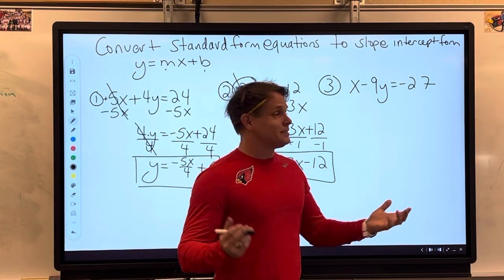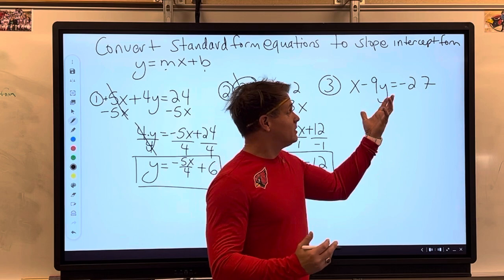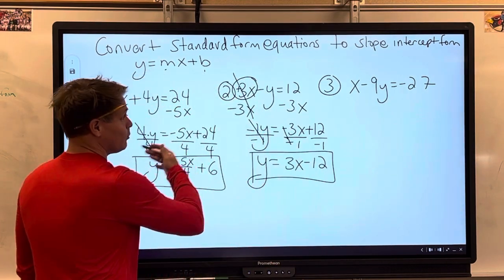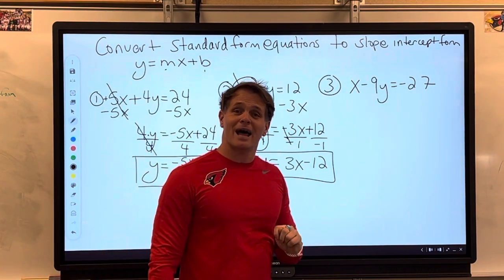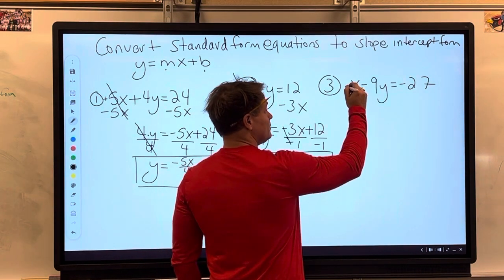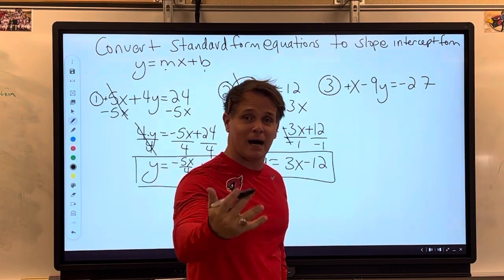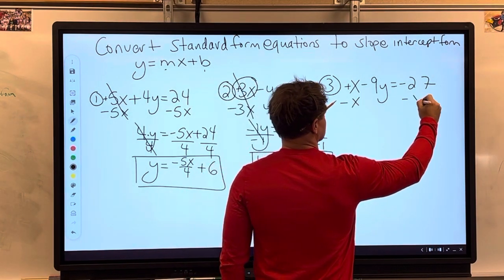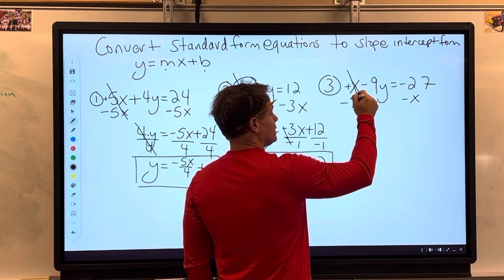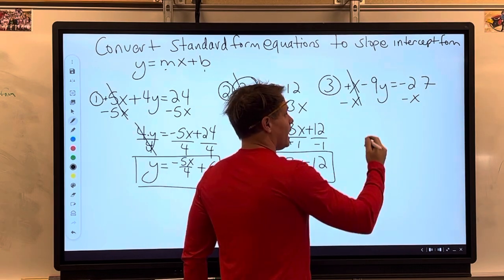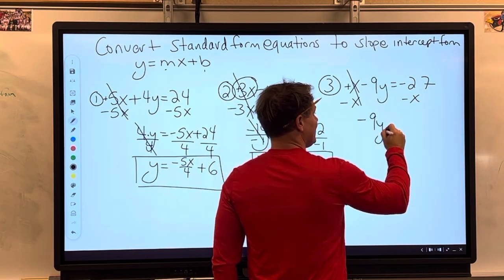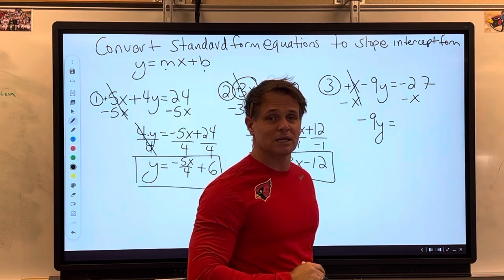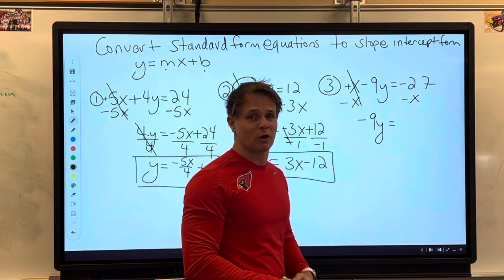All right, let's take a look at this one. The first thing I'm going to do in this problem is exactly the same as the first two. I want to undo that x right there. That is a positive x, and how do you undo a positive x? You subtract x. So positive x and negative x cancel. I have negative 9y equals. Negative 27 and negative x are not like terms, so I'm going to rewrite them both.